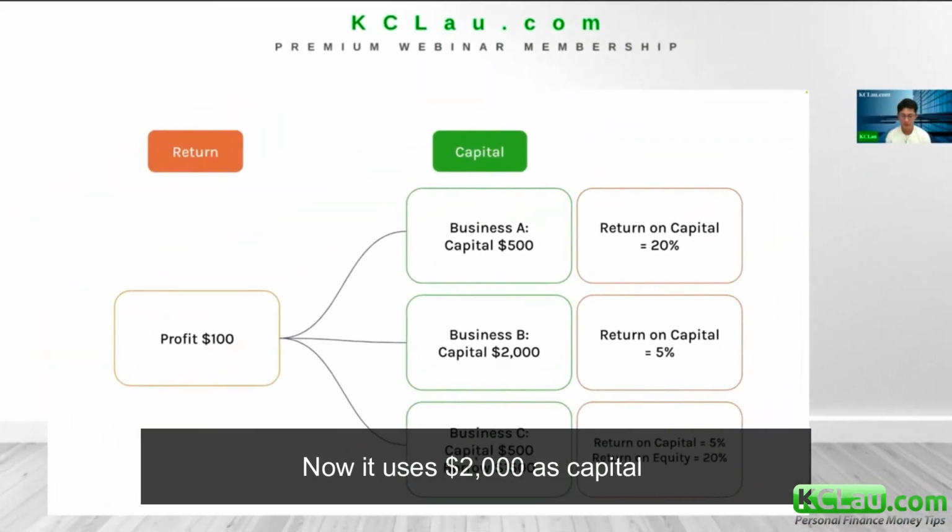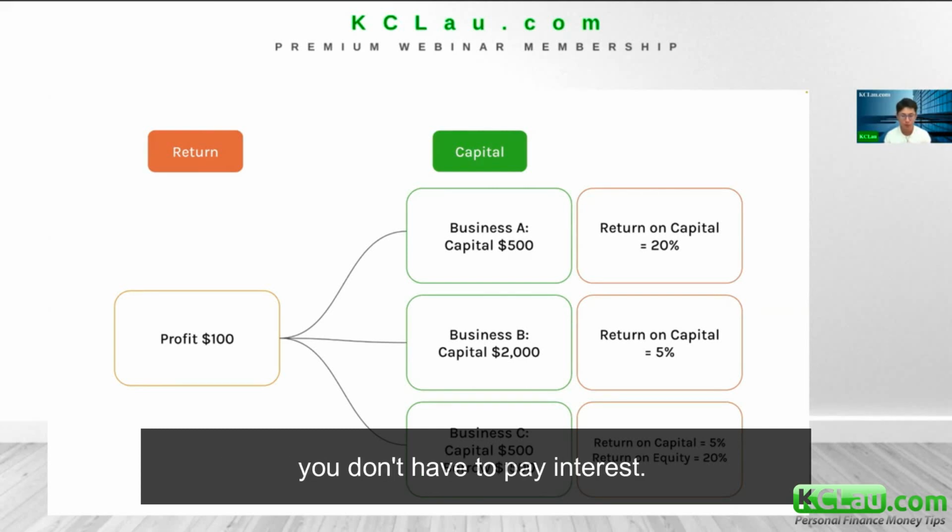The business C, now he used 2,000 as capital. So the return on the capital employed, he used all the money to run the business, is actually generating 5% only. But when you talk about return on equity, because equity is the money we have, it belongs to us. So still the return on equity should be 20%.